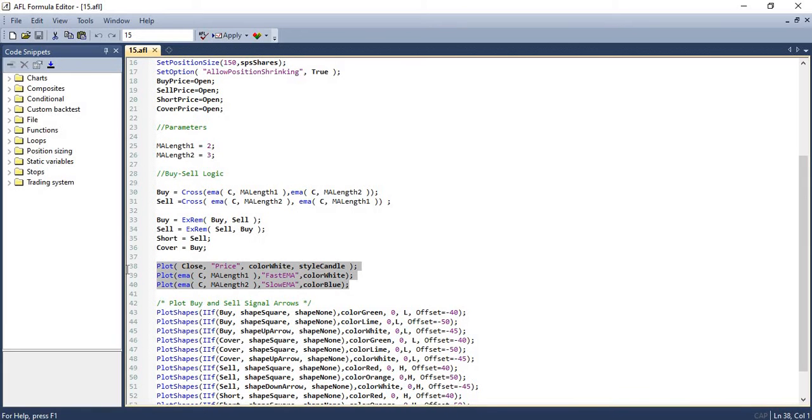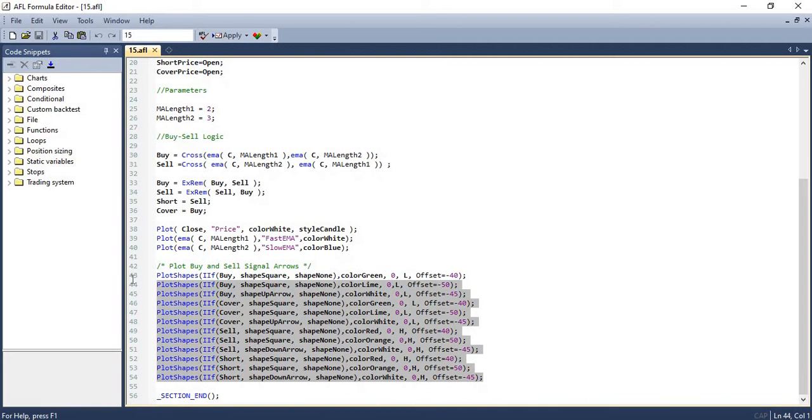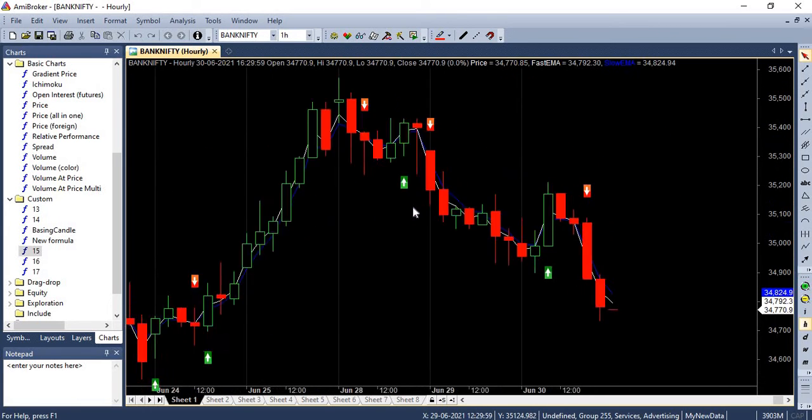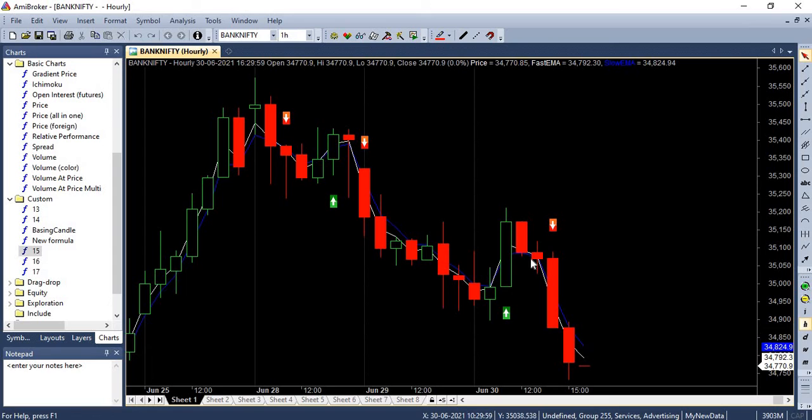The next three lines are used for plotting the price and the 2-period and 3-period exponential moving averages that we are using in the charts. And the last part is used to plot the shapes like up arrow and down arrow in the chart whenever there is a buy or sell signal. So if you look at the chart, you can spot the buy and sell signals using the up and down arrows or the red and green arrows. And you can also spot the exponential moving averages, that is 2-period and 3-period exponential moving averages. So if you look at here, this is the moving average.